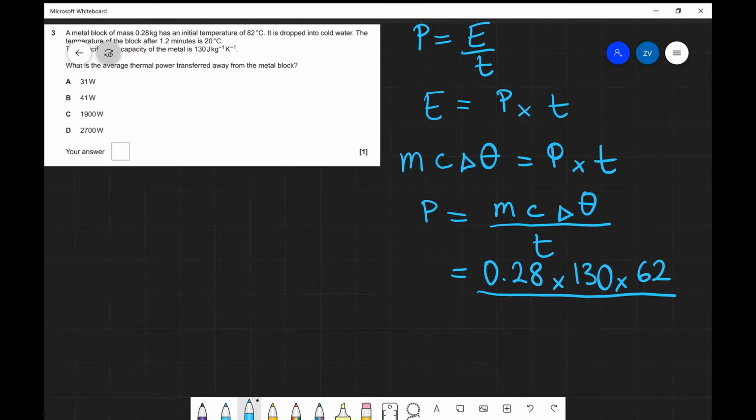Minutes is not an SI unit, so I'm going to have to convert that to seconds. In fact, I'm going to do that in a different color because this is really important. Please don't forget to do this in an exam situation. So it'll be 1.2 divided by 60. Now if we plug those numbers into our trusty scientific calculator, we're going to get approximately 31 watts. So correct answer is A, 31 watts.